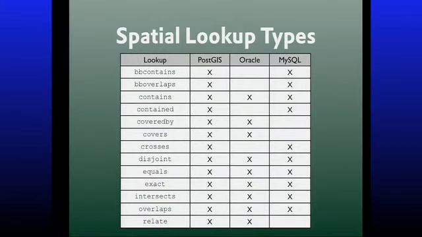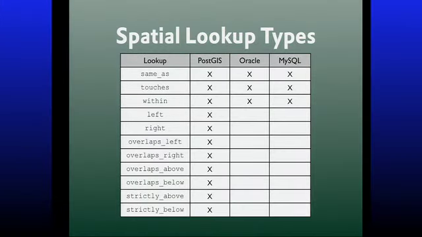So we have contains, contained, coveredby, covers, crosses, disjoint, equals, exact, intersects, overlaps, relate, and you can see the support on each of these. Same for touches, within, left, right, overlaps_left, overlaps_right. From here on out, I just have the ones that are on PostGIS only. I've never seen these in any other spatial database. You can actually say whether something is to the left or to the right. It's these peculiar little relationships that they put in there.